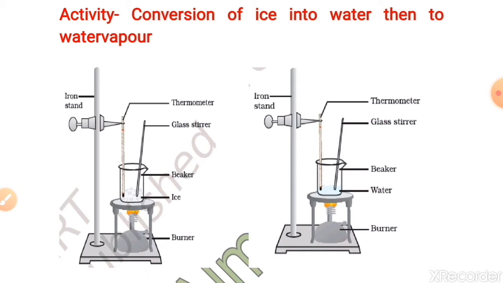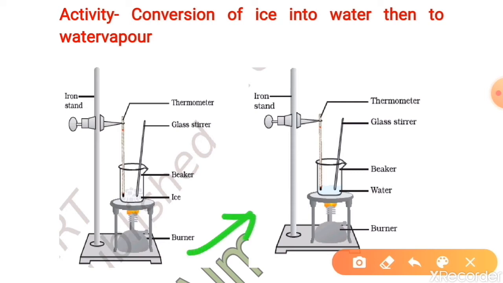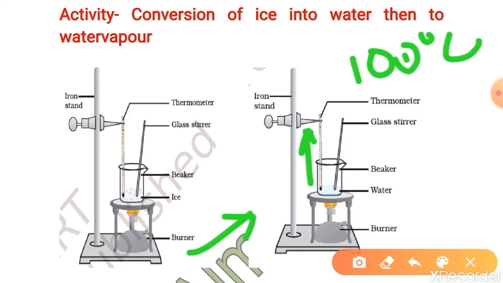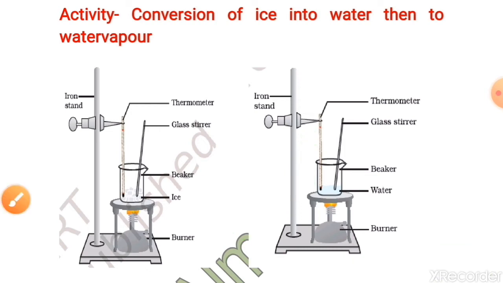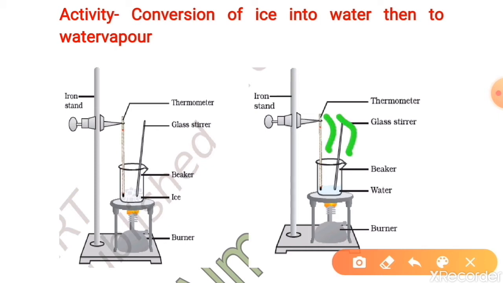Okay students, now moving to the next part of this activity. When we heat the water, after the ice melts, the water will form and when we start heating the water, again there will be a rise in the temperature and up to the mark of 100 degrees Celsius, the temperature will keep on rising. When the temperature reaches the level of 100 degrees Celsius, then again it will stop rising and the water present in the beaker will turn to water vapor.